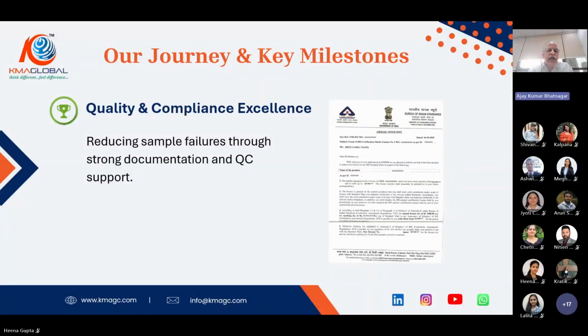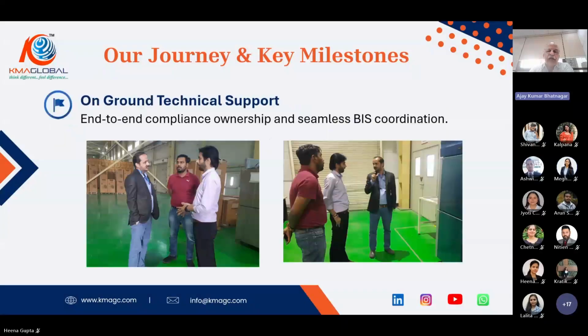This is our quality and compliance excellence. By reducing sample failure through strong documentation and QC support, we ensure that the BIS license is granted. This is a sample of a grant of license letter. So we ensure that the BIS license is granted easily. And this is on-ground technical support, which our team is giving to an Indian industry located in Haryana.